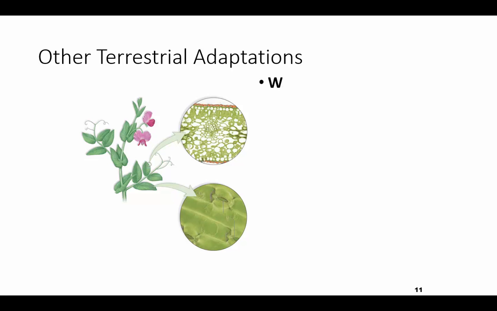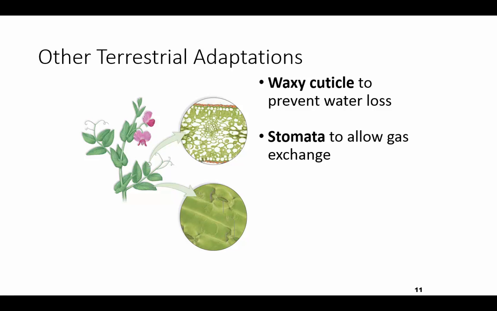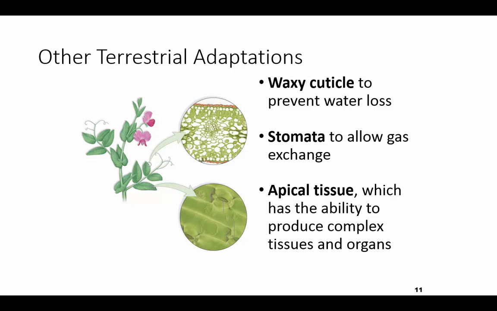Again, you've got other terrestrial adaptations, such as a waxy cuticle to prevent water loss, stomata that allow for the exchange of oxygen and carbon dioxide during photosynthesis, and then apical tissue, which can produce complex tissues and organs. That's the tissue on the tips.